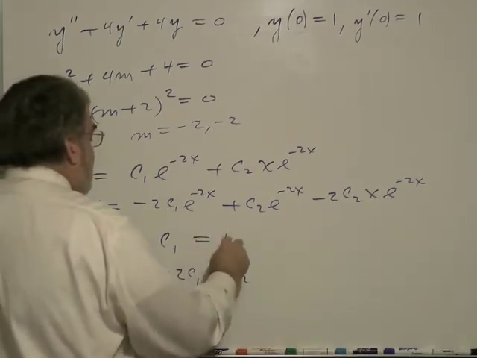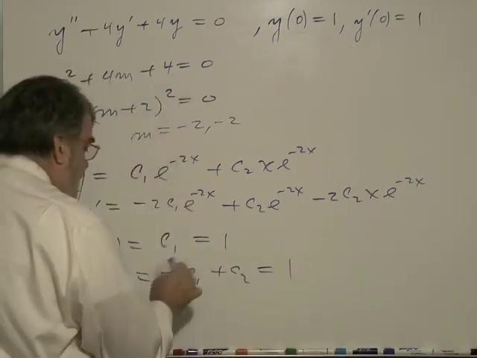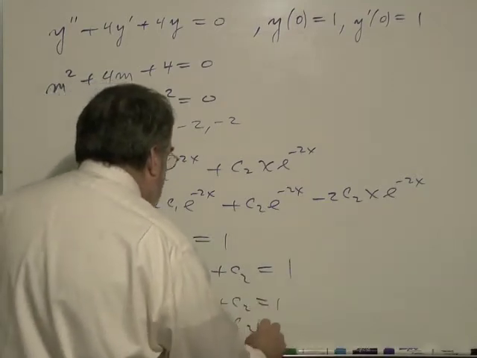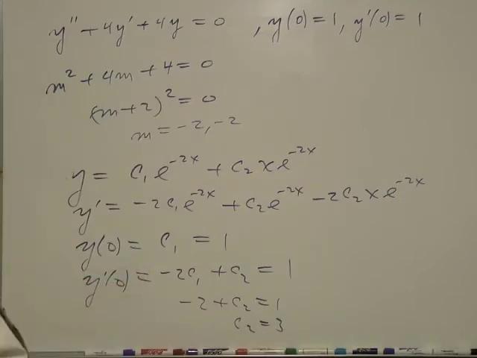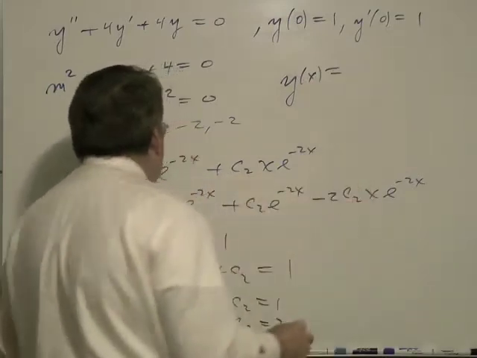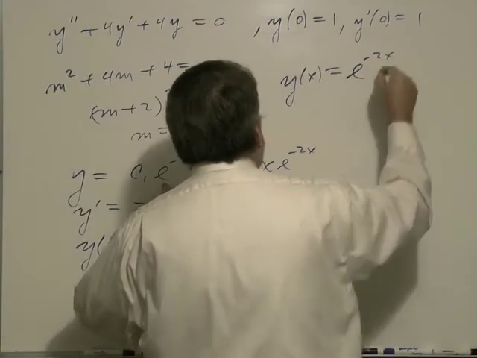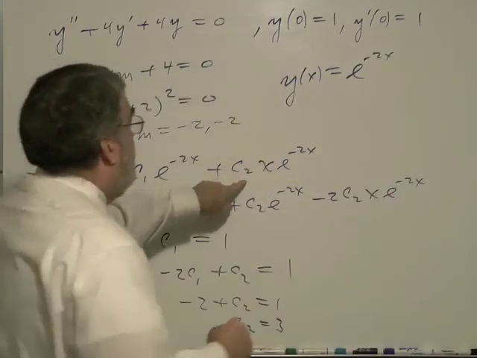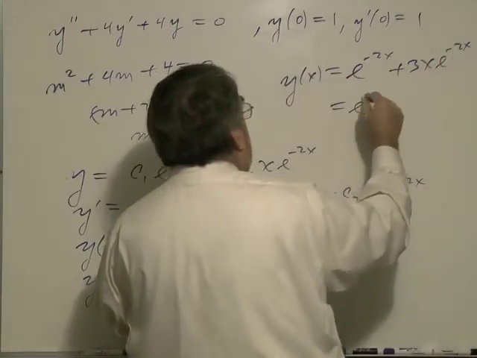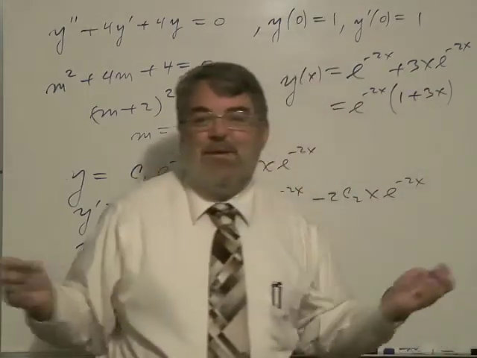So c1 actually was equal to 1, and y at 0 is equal to 1, and so when I plug c1 into here, I got minus 2 plus c2 equals 1, which makes c2 equal to 3. So now we can write out the solution to the problem. y of x would be c1, which is 1, e to the negative 2x, plus 3x e to the negative 2x. And I think you'll see that if we factor this out, we get the same answer as before.